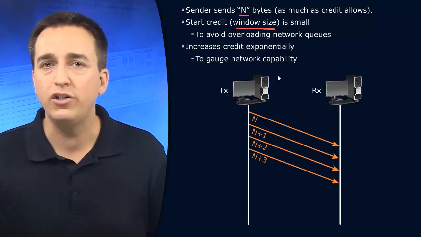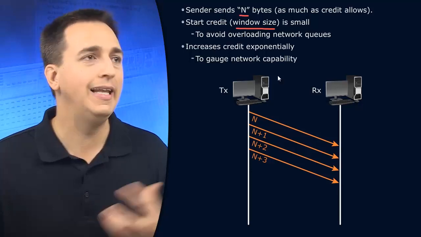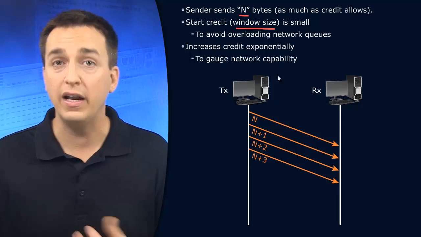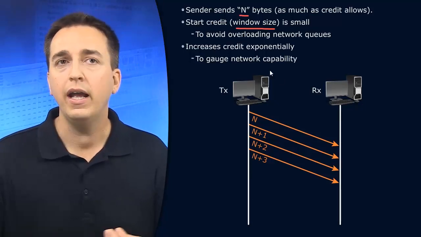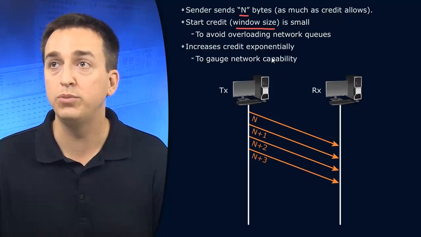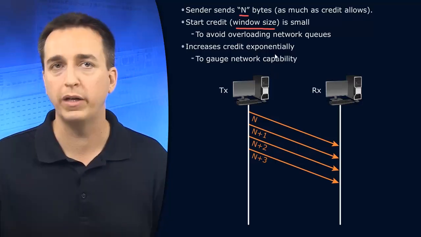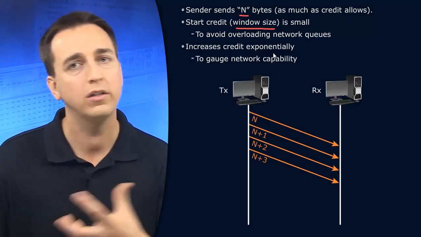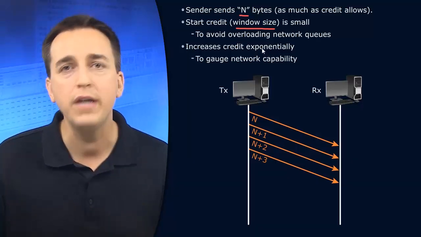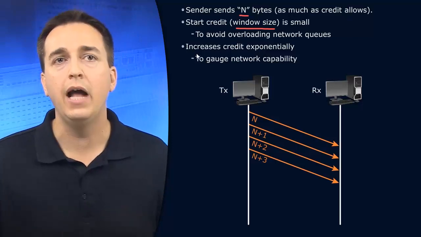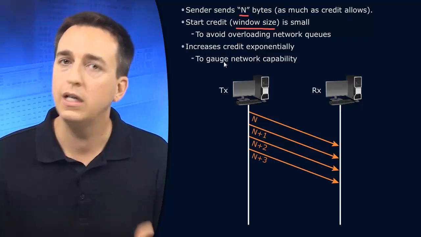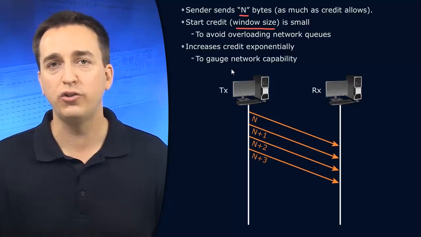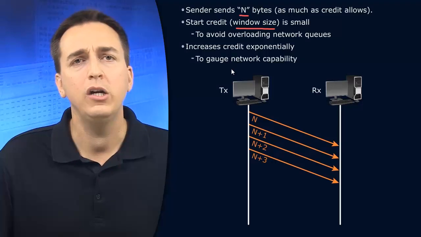Some end stations, for example Windows, Linux, Unix, whatever, the way they're designed by the vendors, for example with Windows it's Microsoft, they start off with a particular credit number. It might be 17,000 bytes. It might be 18,000 bytes. And what are they doing? They're really testing the waters at this point in time. So we start out relatively small, so we don't overload the network, we don't overload the end stations, and then we're going to increase the amount of credit based on how successful those bytes have been transmitted to the end station.